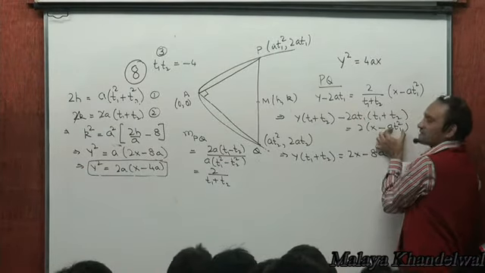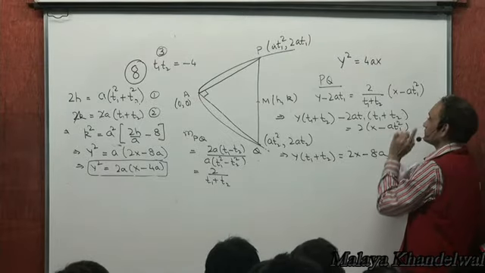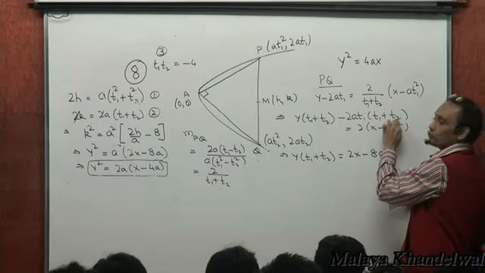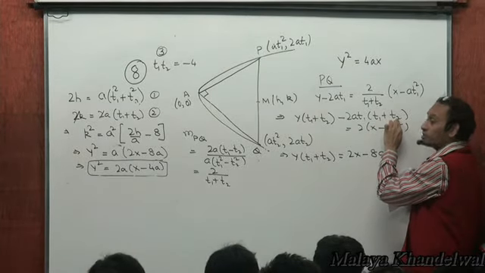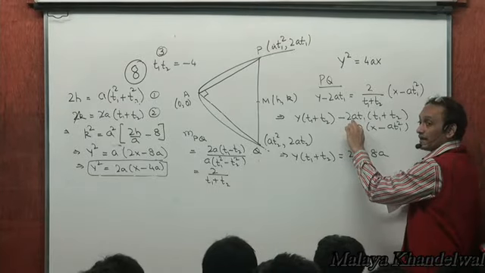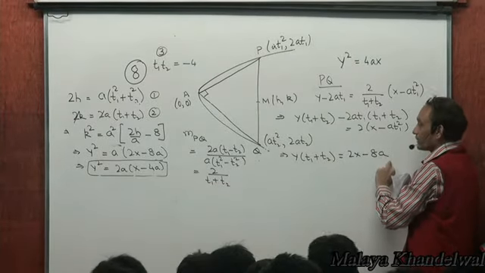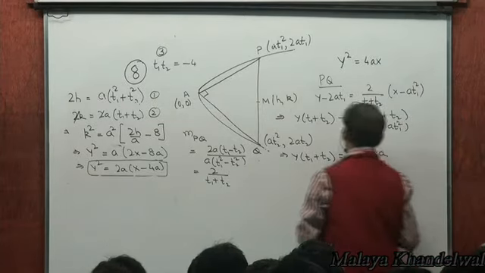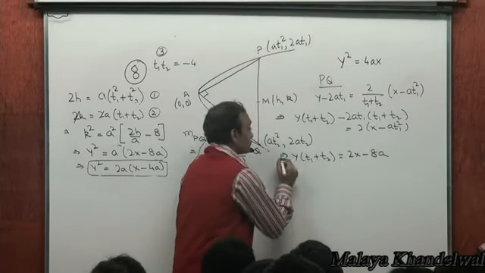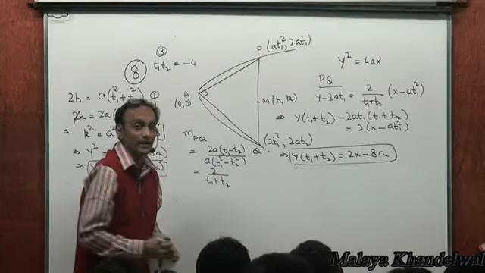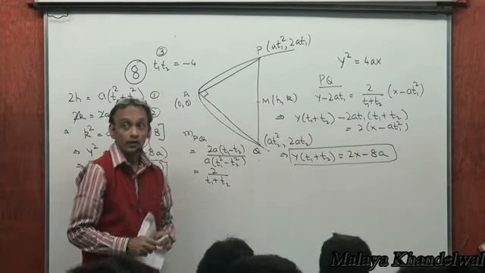2a t1 gets cancelled with 2a t1 squared, and then 2a t1 t2, this t1 t2 is minus 4 for all these chords, so that makes it plus 8a, going on this side minus 8a, so 2x minus 8a, right? Very clearly this is the variable PQ. Why variable? Because t1 and t2 are variables, right?